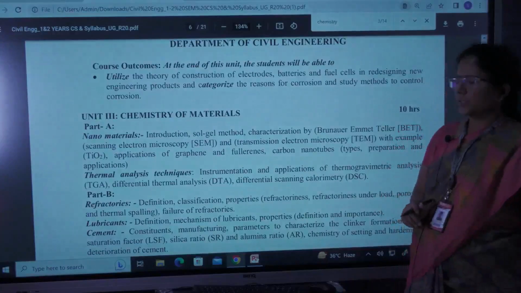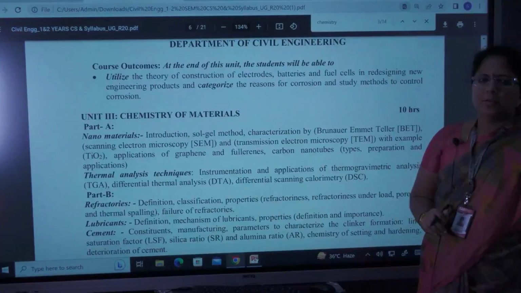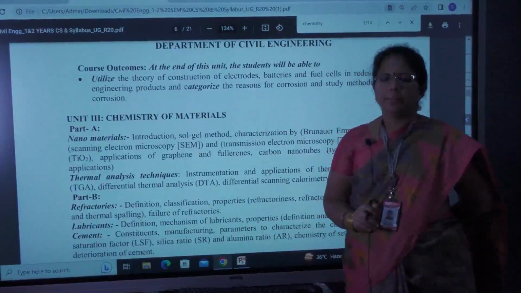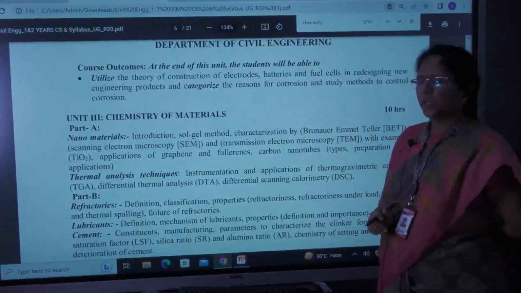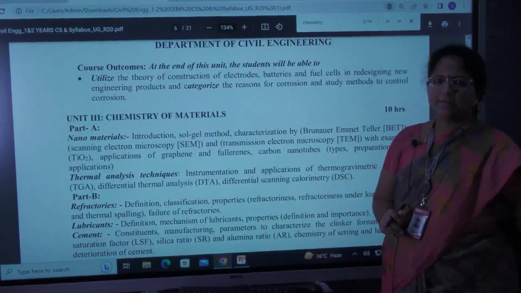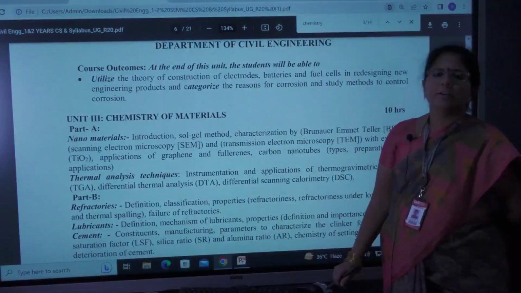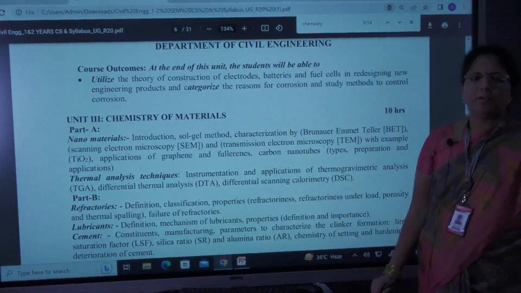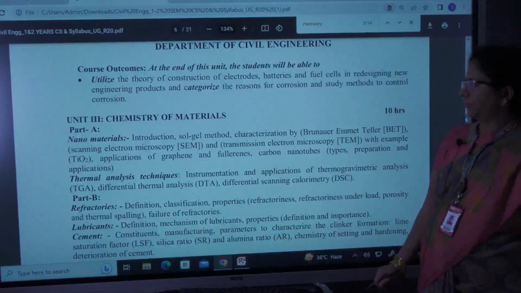The main objective of this unit is to express the demand for the various engineering materials that have wide engineering properties. And not only that, to classify and discuss the advanced materials which are used in different industries like manufacturing industries, steel industries, construction industries, and so on.